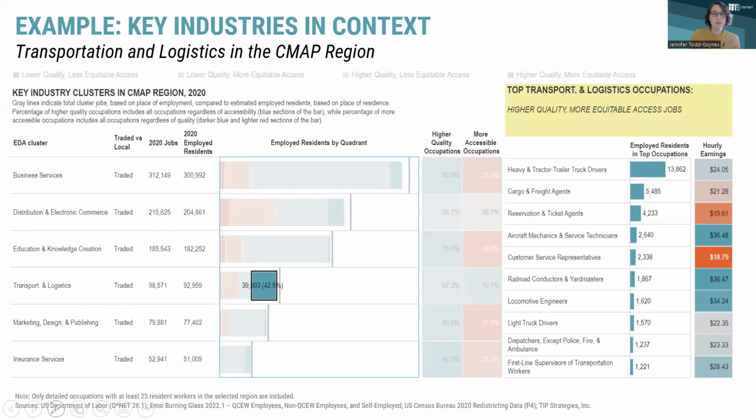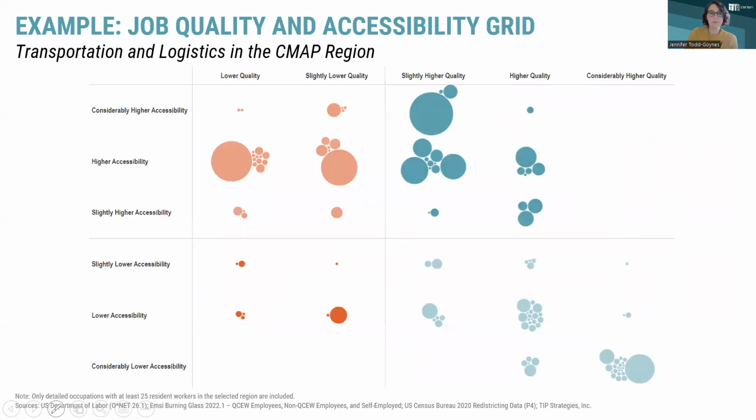We also have the ability to look at specific industry clusters in depth. What this chart shows you are the clusters within transportation and logistics. We're able to look at the employed residents by quadrant, so whether or not these jobs within a cluster are considered high quality or high accessibility. And then we can also see what occupations are within a cluster, how many people are employed, and what the hourly earnings are, and this kind of information can really drive industry and workforce program decisions.